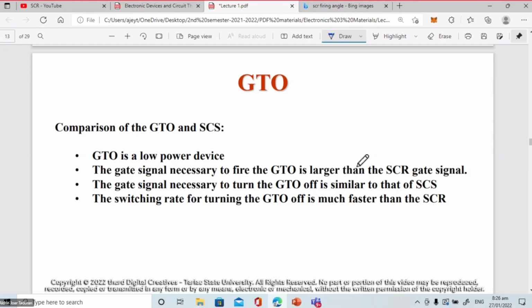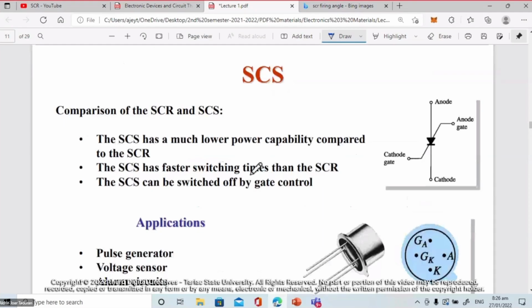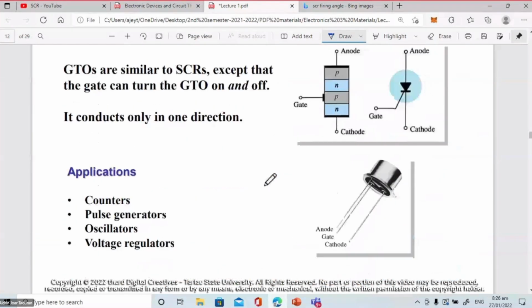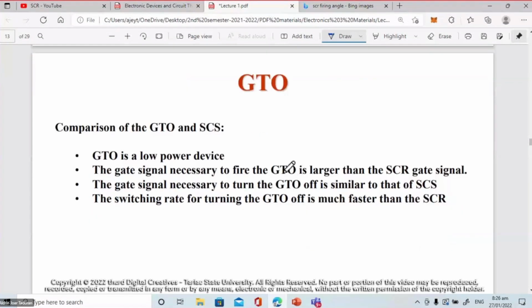Kasi ganun din si silicon control switch. Kasi kapag pinabilisan natin lalo yung switching natin. Okay. Tsaka pinababa yung doping. Mas bababa yung capability niya in high power application. So low power device siya.